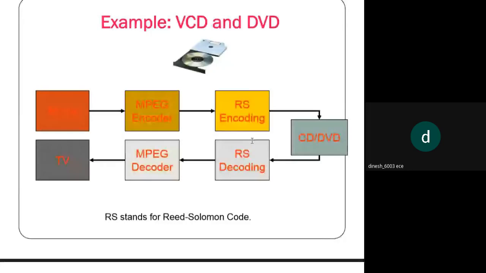Is anybody familiar with MPEG? Any expansions? If you don't know, no issues. I'll let you know what it is. So that is a function of source encoding. Then we have an RS encoder, a function of channel encoding. Then the channel is a CD or a DVD. Then decoding it back by RS decoding. Then we have an MPEG decoder. And what is our user? The user is a television operator or a TV. Television is your device. So movie is your data, TV is your user.